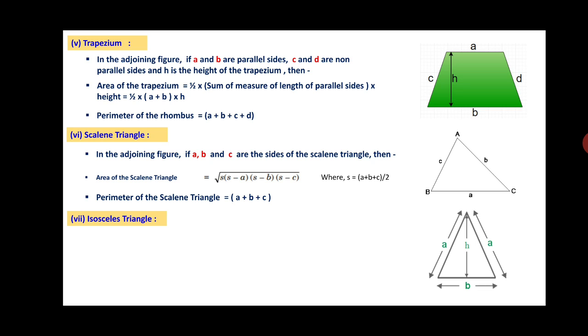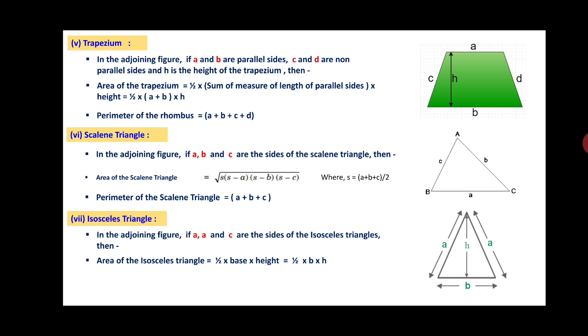Now isosceles triangle, you can see in the adjoining figure, if A are the congruent sides and B is the third side of this isosceles triangle, then area of the isosceles triangle is equal to half into base into height, that is half into B into H. Perimeter of the isosceles triangle is equal to 2A plus B.